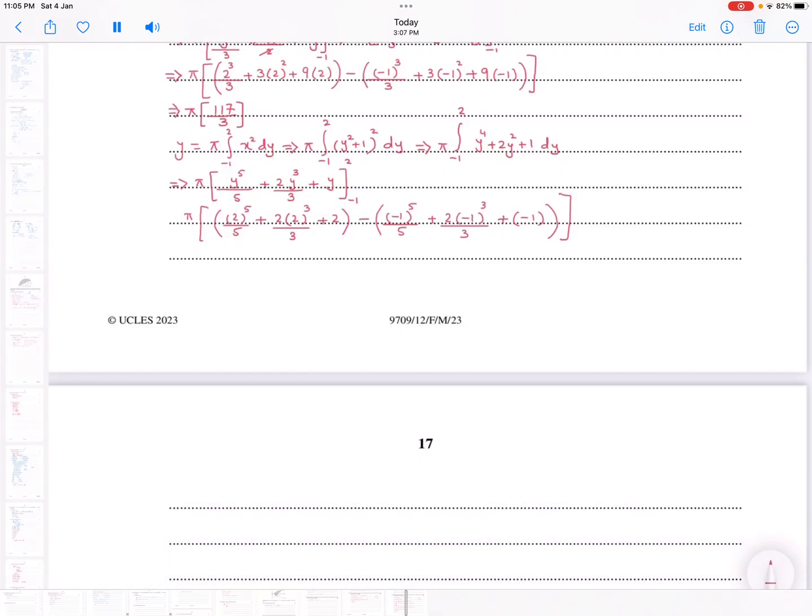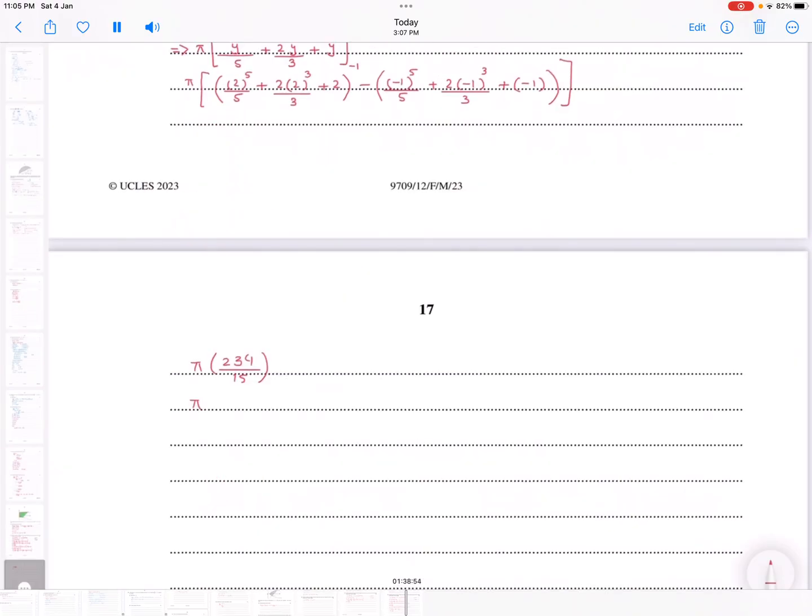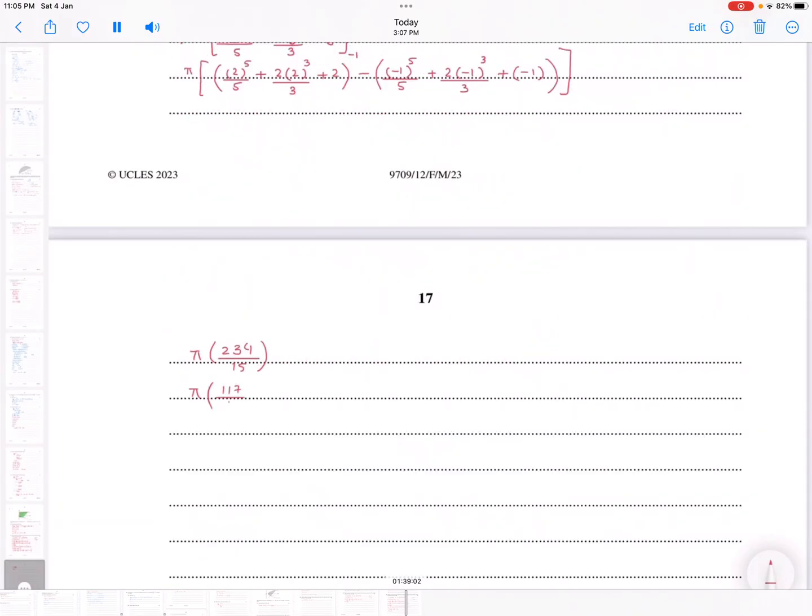I corrected the mistake. So this is 234 over 15. Now the first one, pi times 117 over 3, minus pi times 234 over 15. So your answer is 223 and 2 over 5 pi. So that's it.